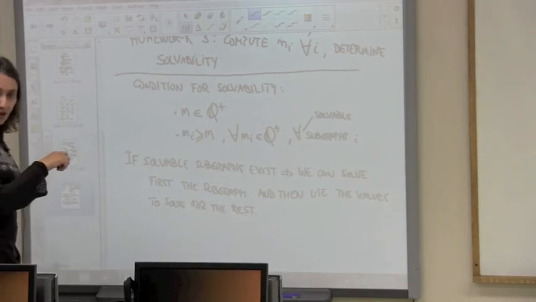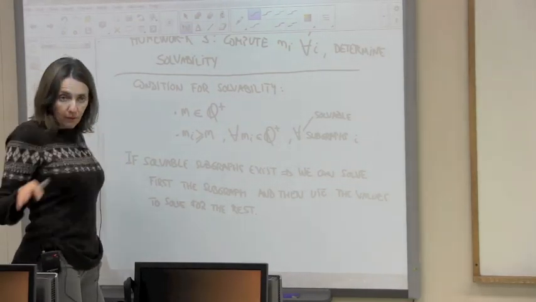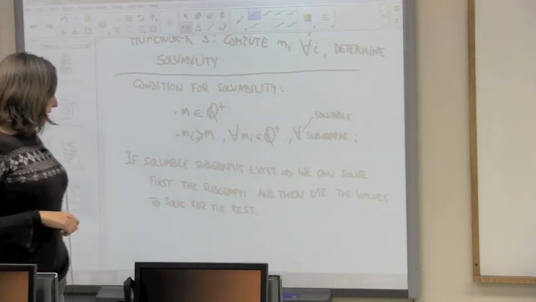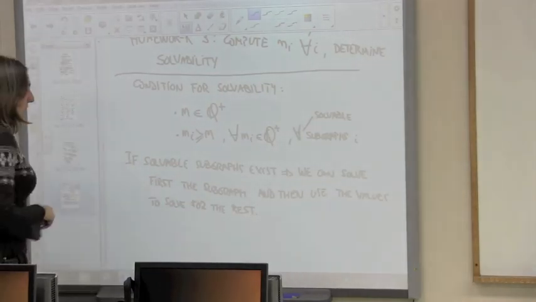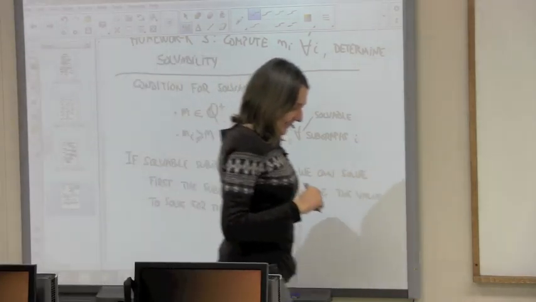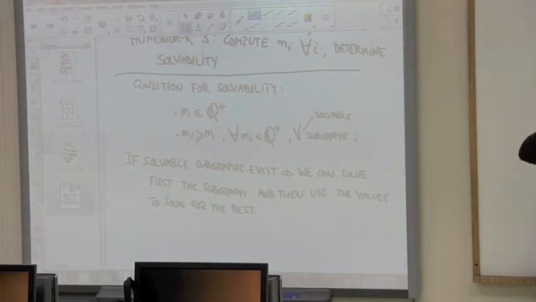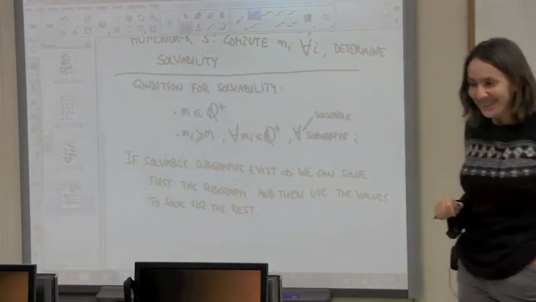So sometimes it's a good strategy to solve for subgraphs separately. Sometimes you want to do everything in one. In the cases that you can, those are the conditions for solvability. Okay, now we know when a graph is solvable, right? No, we don't. There is always something else.